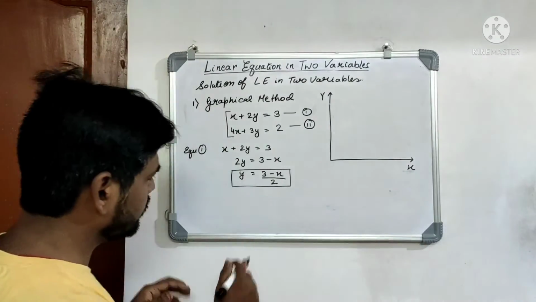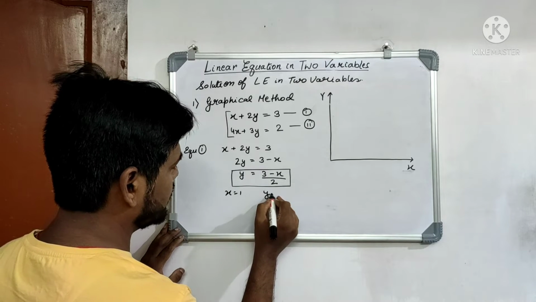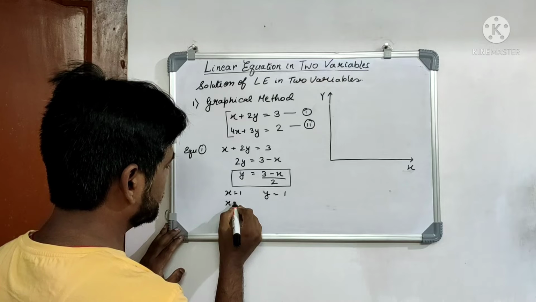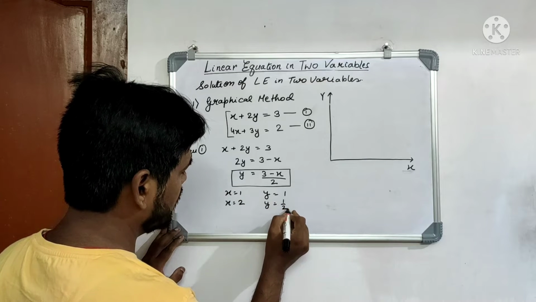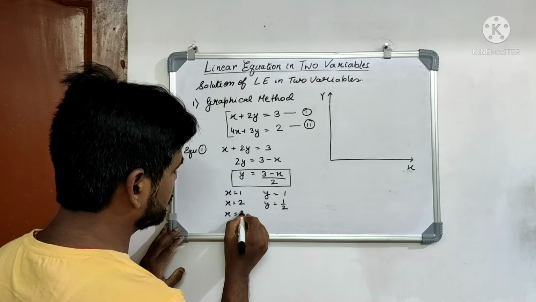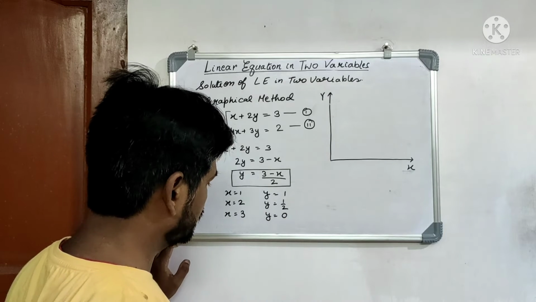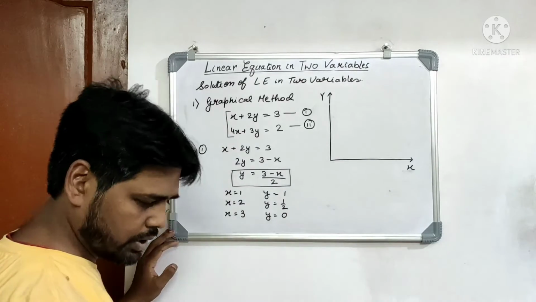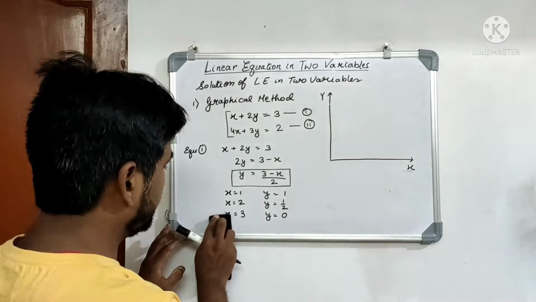Okay, by the solution it is clear that for x equal to 1 we got y is equal to 1, for x equal to 2 we got y is equal to 1 by 2, and for x is equal to 3 we got y is equal to 0. Okay, now 0 upon 2, since it is difficult to be solved, so we can take another value for this.